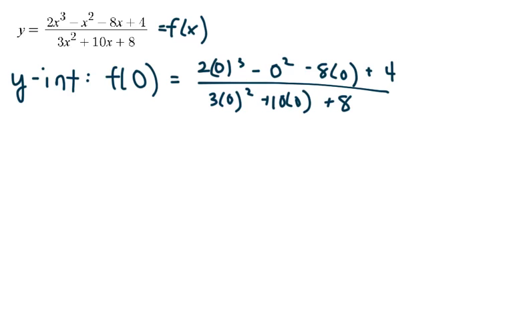Okay, that's all going to cancel, except for the 4 and the 8, which is 1/2. So my y-intercept is going to be (0, 1/2), right? Remember, it's an ordered pair, so we have to write it that way. Next step would be to factor.